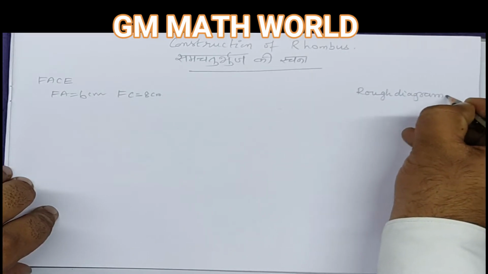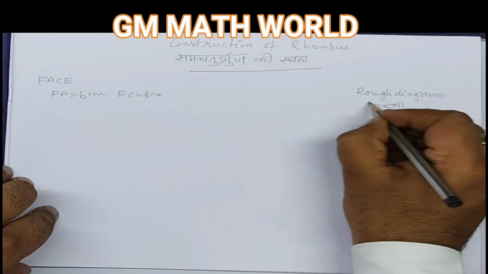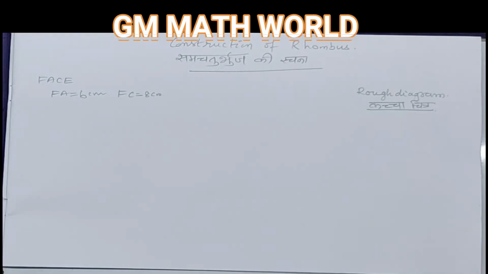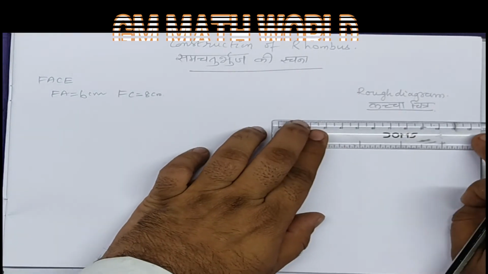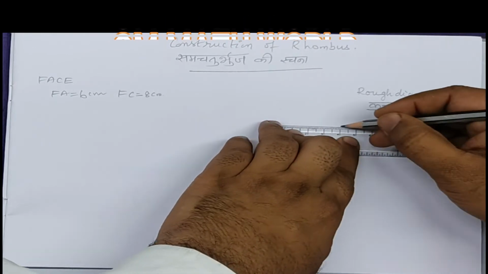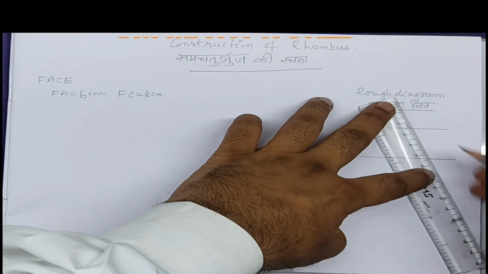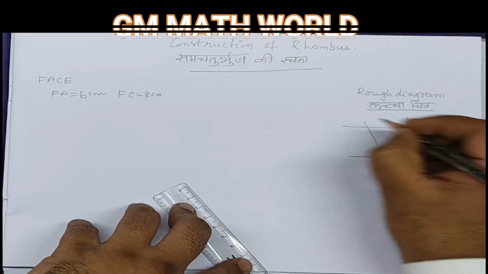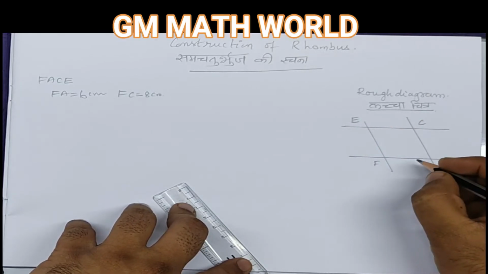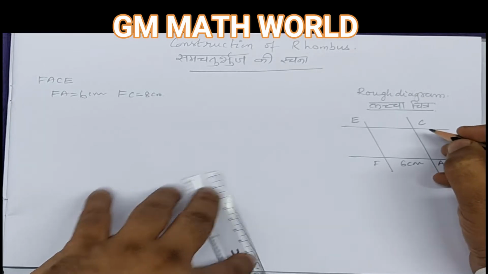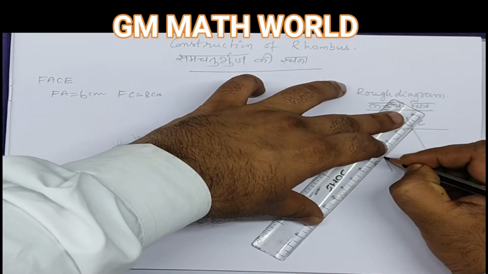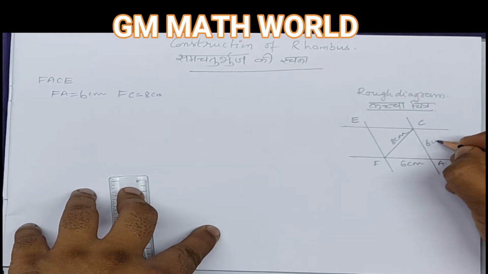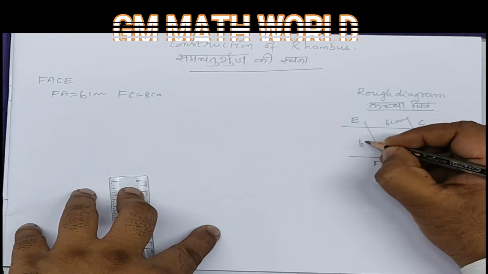Construction of rhombus FACE, FA equal to 6 cm and FC is 8 cm. First of all, we must draw the rough diagram. Draw two parallel lines using scale and two more parallel lines which intersect the previous parallel lines. Now give the name FACE. FA is 6 cm. Join FC. FC is 8 cm. All sides are equal. So AC is 6 cm, CE is 6 cm and FE is also 6 cm. Draw another diagonal.